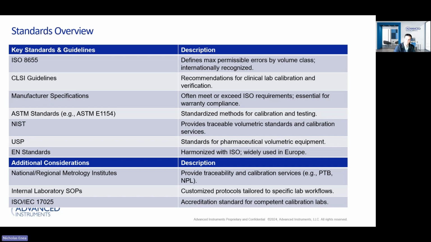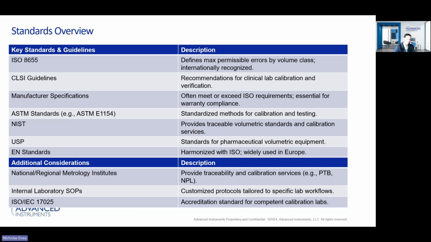We have manufacturer specifications. These are often what the manufacturer recommends for their pipettes or liquid handlers. These often meet or exceed some of the ISO international standard requirements and are essential for some warranty compliance as well. We have ASTM standards, which are a standardized method for calibration and testing. There's NIST, which provides traceable volumetric standards and calibration services. There's USP, which are standards for pharmaceutical and volumetric equipment. And then there are EN standards, which are harmonized with ISO and widely used in Europe as well.